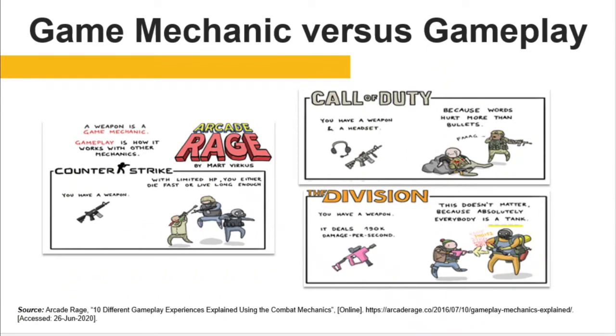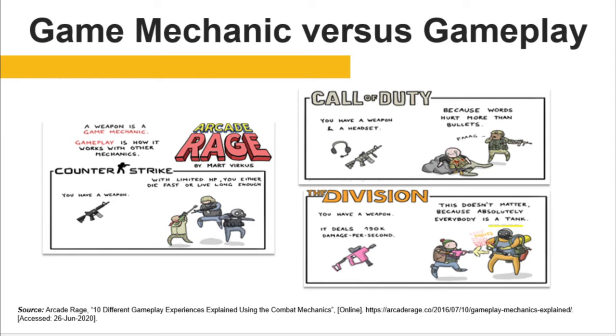Ever wondered what's the difference between game mechanics and gameplay? Here are some examples to help you understand. In the Counter-Strike game, your guns as weapons are game mechanics, while the gameplay will be, with limited HP, you either die fast or live long enough.